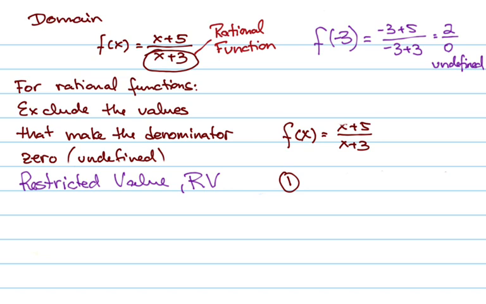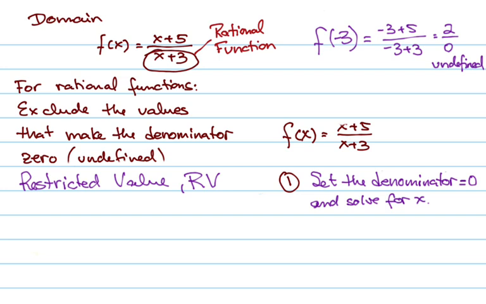How do you find the RV? You set the denominator equal to 0 and solve for x. Did I say numerator equal to 0? No. So why do so many students set the numerator equal to 0? It happens all the time. Doesn't matter what's in the numerator. You set the denominator equal to 0.